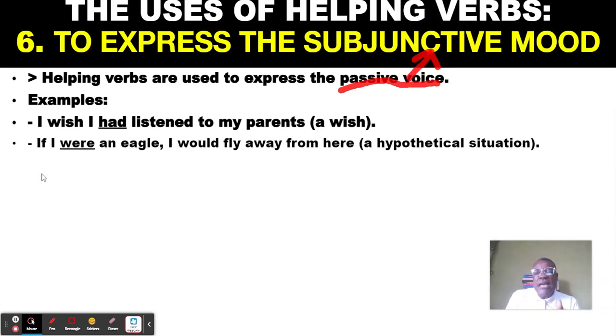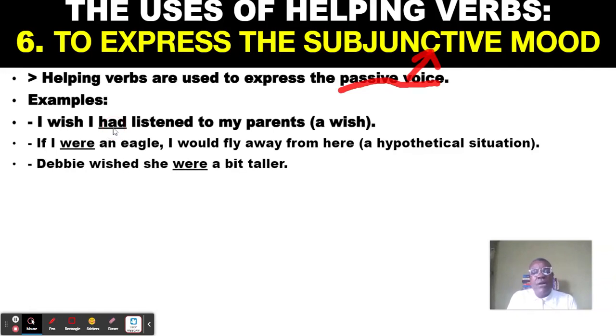Now, I wish I had listened to my parents. One of the uses of the subjunctive mood is to express a wish. I wish I had listened. Now, whenever you use the expression I wish, what follows is the past tense of the verb. And here, the past tense of the helping verb have, which is had, is used to express a wish.